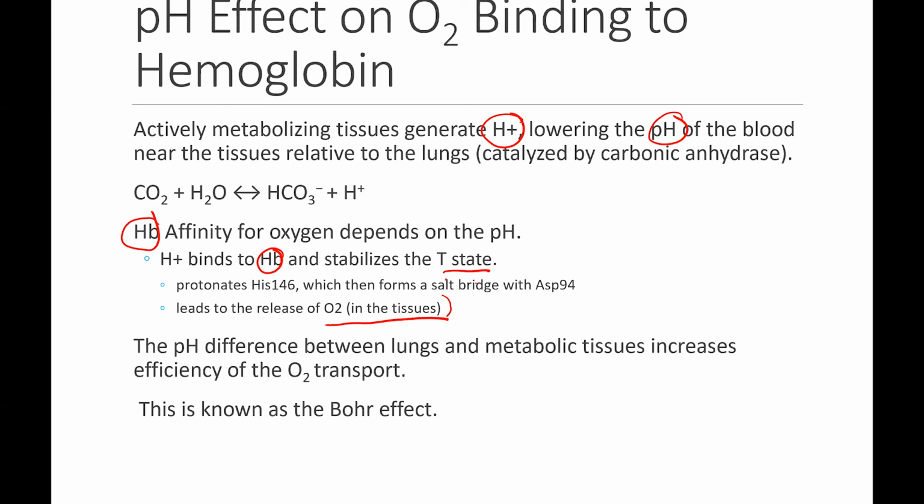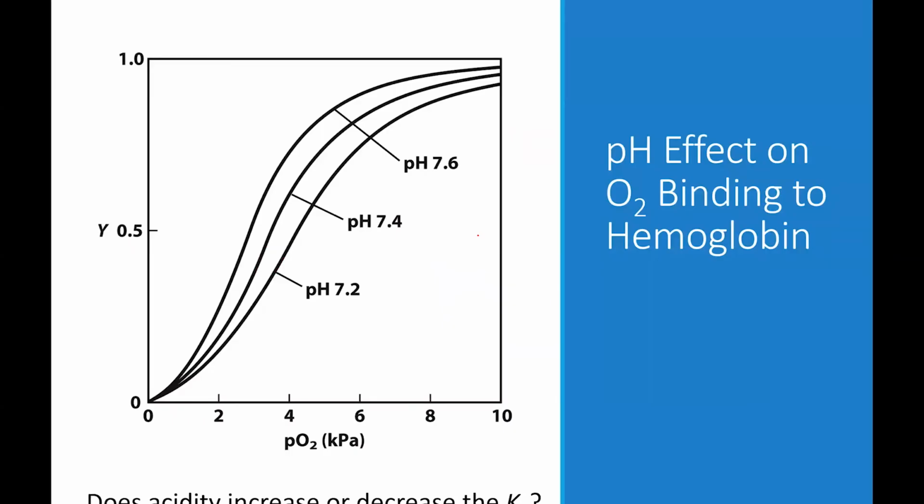Obviously, if this continues, if you continue to have too much CO2 and too many protons, you've already released all of your oxygen, and all of your hemoglobin is going to stay in the tense state. In a prolonged situation, that won't be good, because now it's harder for hemoglobin to bind oxygen when it gets to the lungs and bring it to the tissue. So you can see the pH effect on oxygen binding to hemoglobin, and it is related to the amount of CO2 that is around.